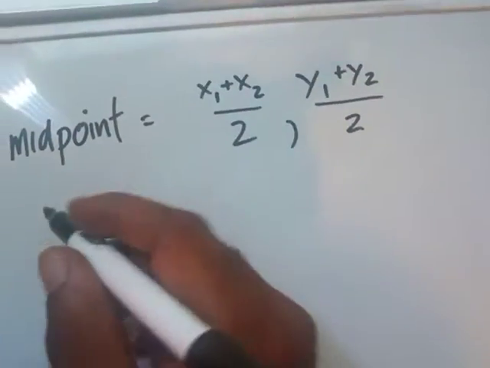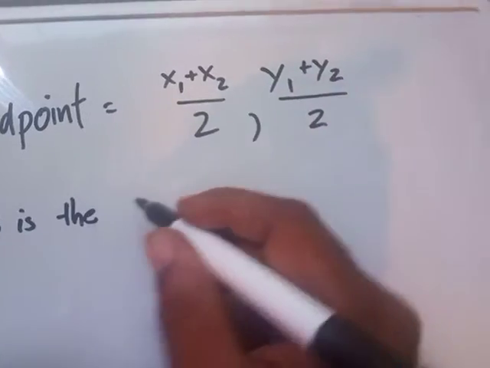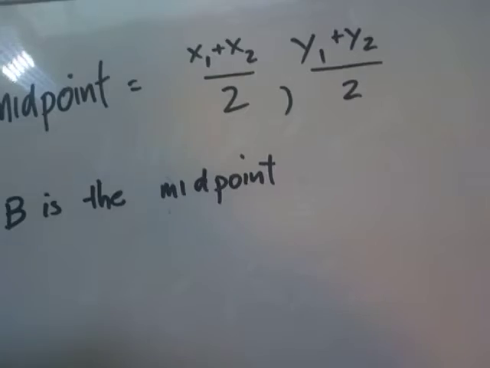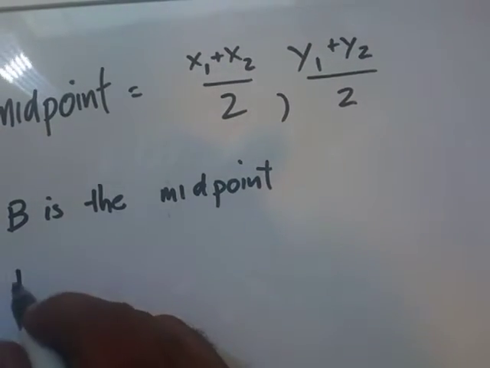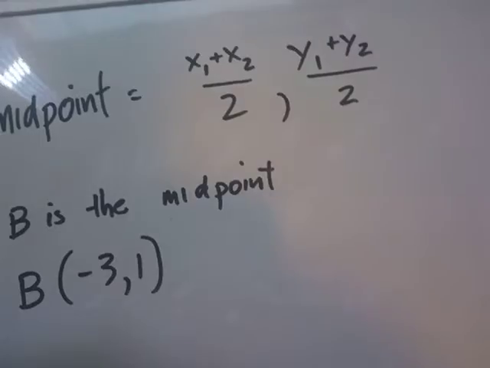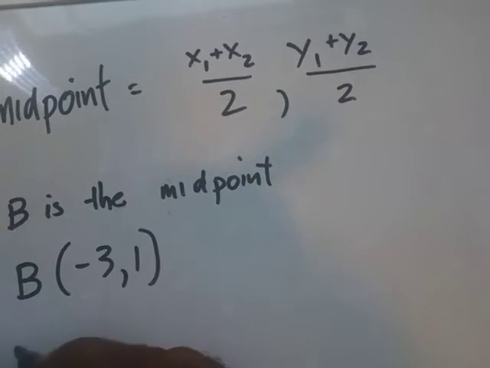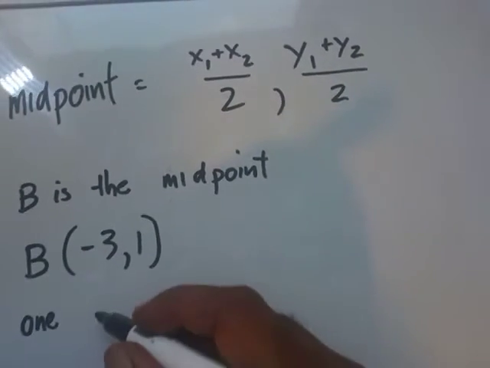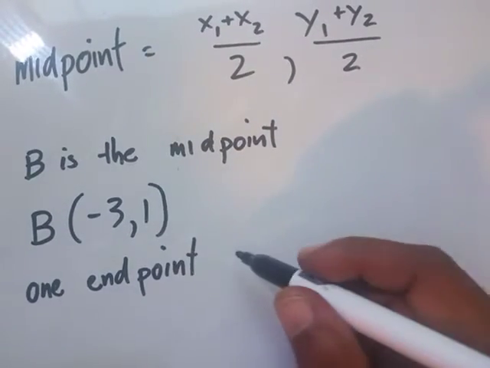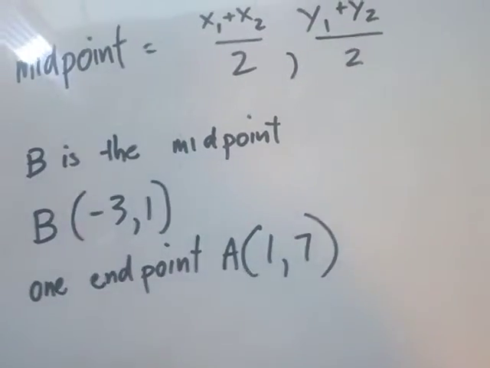So in this problem, it says that B is the midpoint. Let's look at the first example where they give us that B is -3, 1. They tell us one endpoint. This is one endpoint. That endpoint is A, 1, 7. You have to find the missing endpoint.